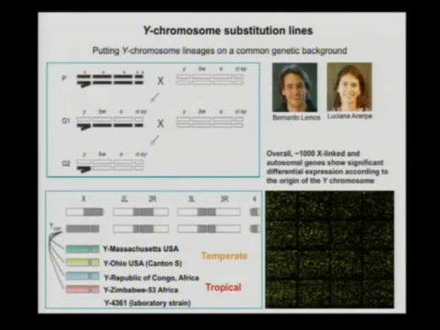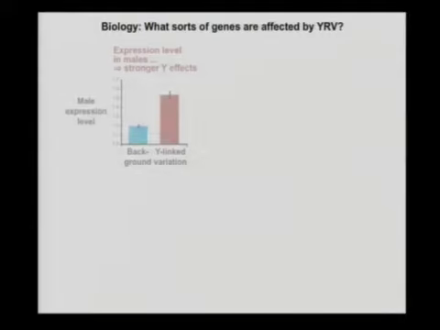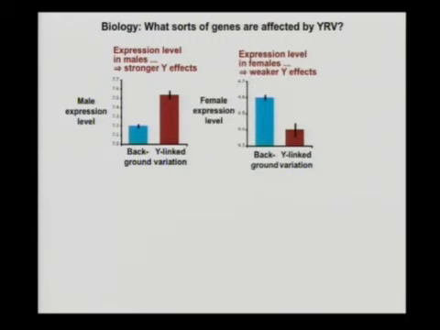Now, if that were just junk, some random differences among the Y chromosomes, you wouldn't necessarily expect any particular classes of genes or patterns of genes to be affected. But in fact, you do see some patterns. First of all, the genes that are affected tend to be more expressed in males than they are in females. That's what you'd expect, because the Y chromosome is present only in males. The genes that are primarily expressed in females are much less affected by the Y-linked variation.